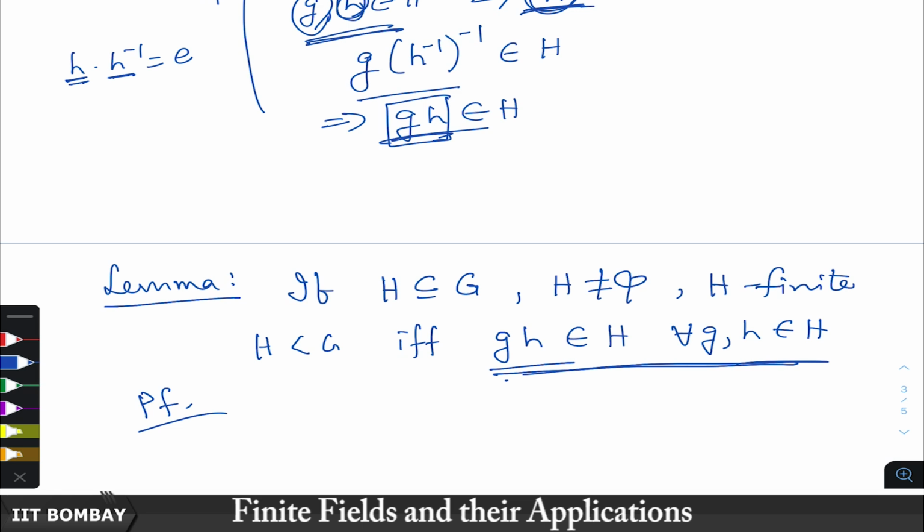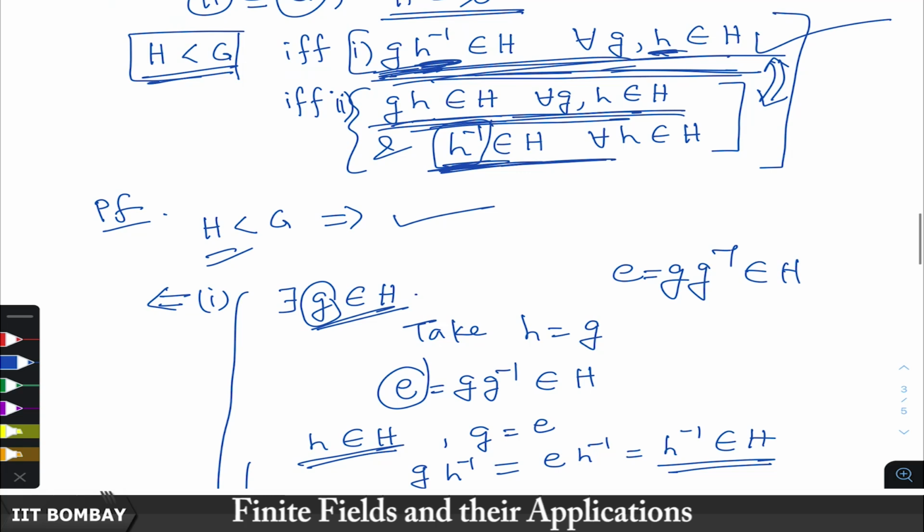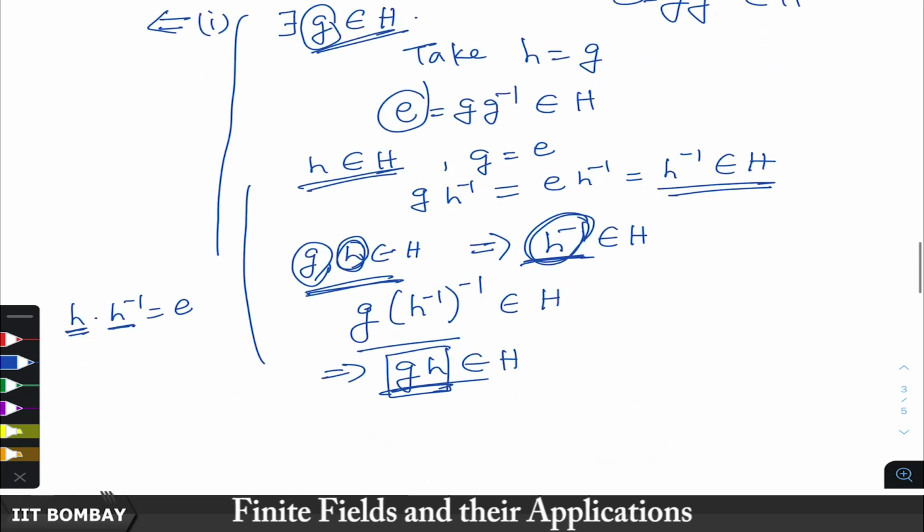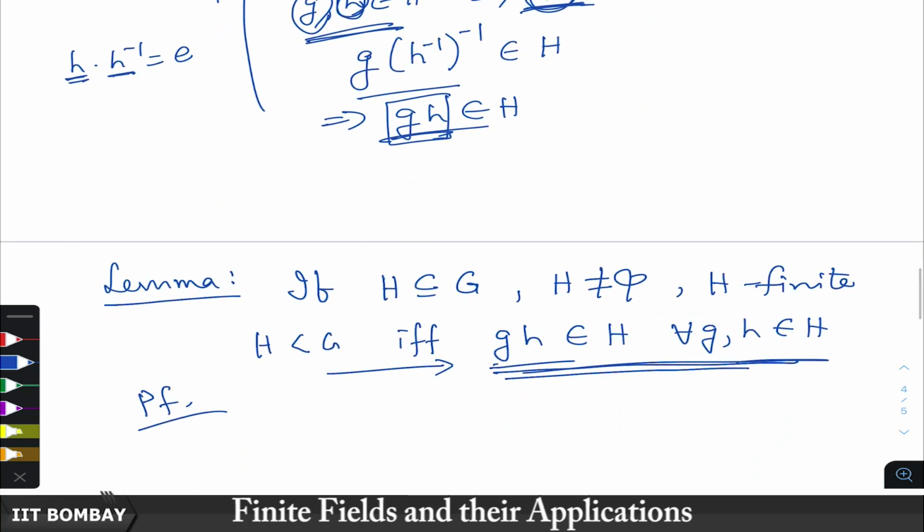So, let us see this. If this holds, clearly this direction still holds from the previous lemma. In fact, the g inverse also is there in H, so this second condition is part of that. Now, for the other direction, the other condition is missing, but still because of the finiteness it will be a subgroup. So, let us see this.